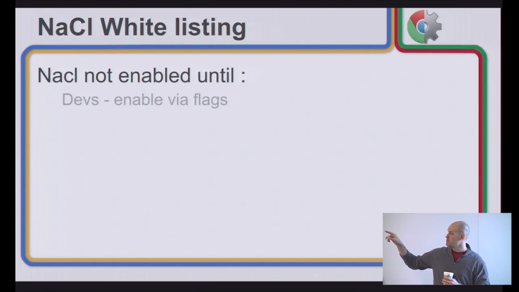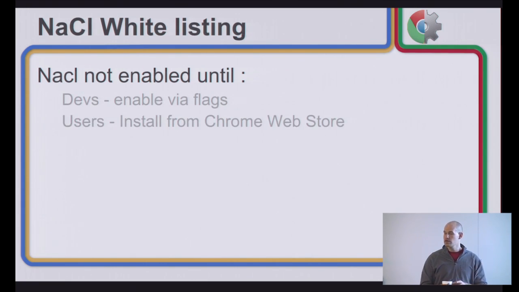First off, for developers, you can turn on Native Client via a flag in the About Flags page. This will allow you as a developer to get access to any Native Client content that exists on the web. For users, though, you don't want them setting a flag. Users have to go through a different path. They actually install the game from the Chrome Web Store.